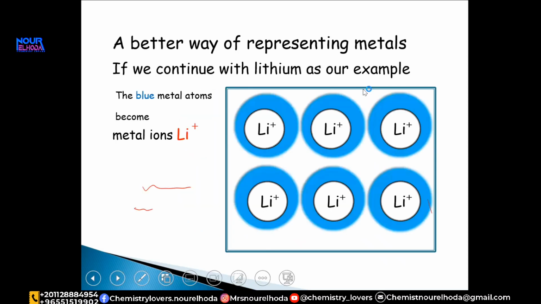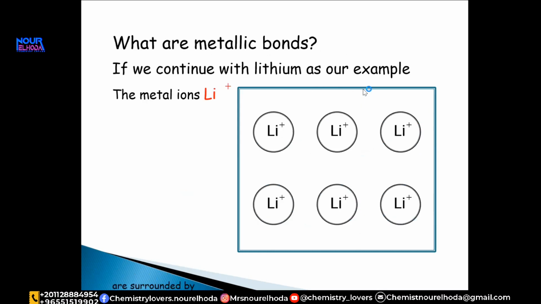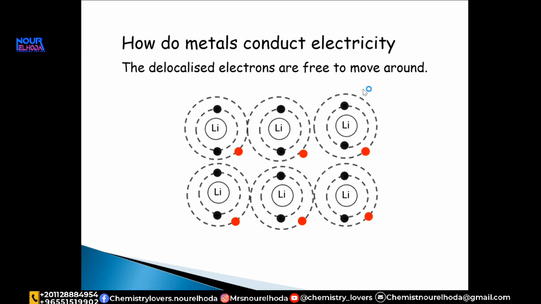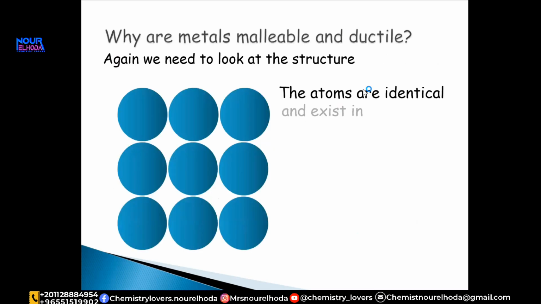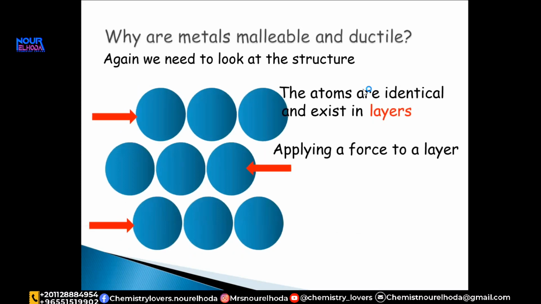Now I want to show you why metals are malleable. Malleable means can be shaped. If I apply a force, you see here, I'm going to start applying a force. What will happen once you apply a force? The layers are going to slide over each other. That's why metals are malleable. If I get a metal and hammer it, I will find the metal is shaped, because the layers can slide over each other. So this is the main reason.